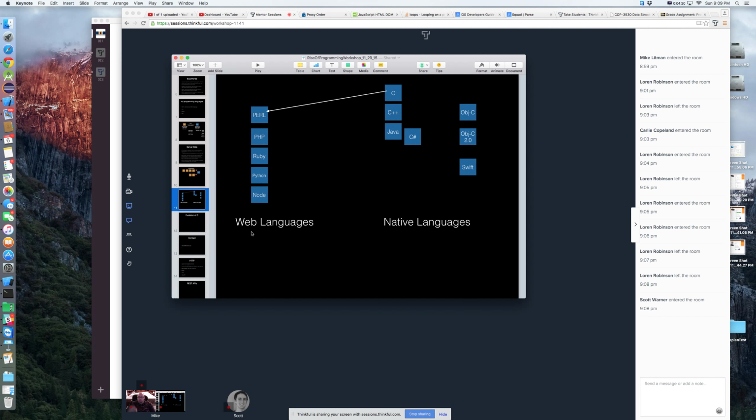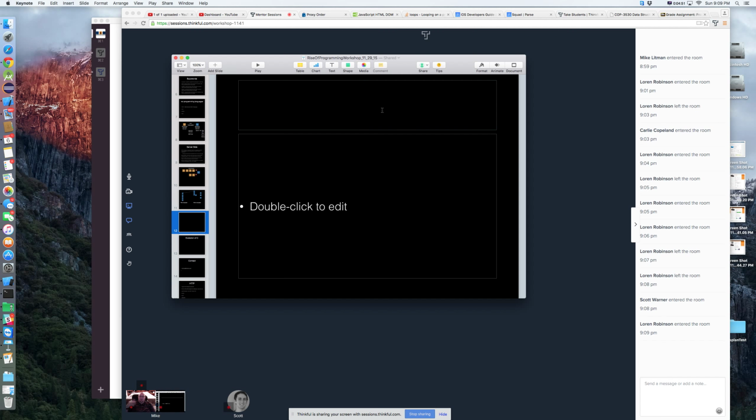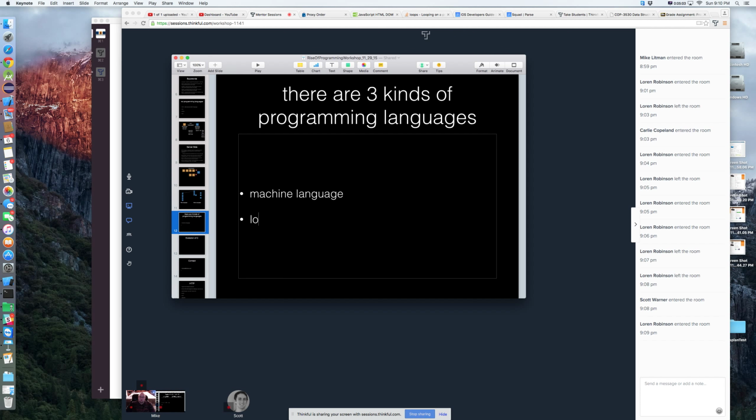All right. Now, in order to give a little bit of structure to what kinds of languages exist out there, before we jump into the evolution of C and C++ and those, I want to generate a couple of slides here that all have the same heading, but look at languages from a couple of different angles. One thing I like to say is, there are three kinds of programming languages. We have machine language, we have low level, and we have high level.